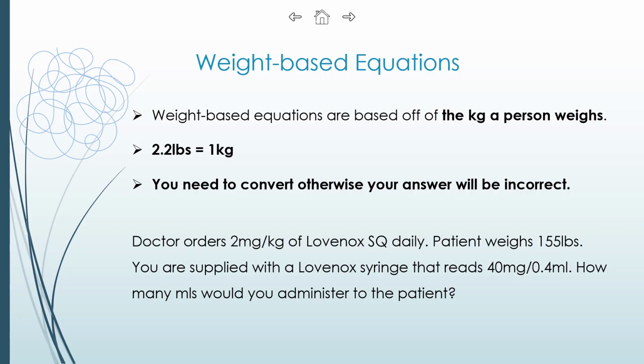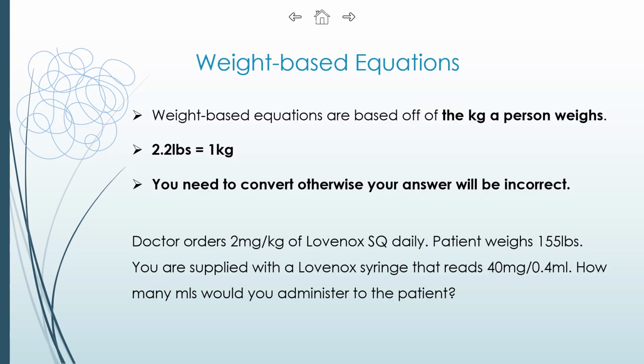Anytime you have weight-based equations, they are based off of the kilograms a person weighs. So if you see something in pounds, you need to convert it right away. 2.2 pounds equals 1 kilogram. So whatever you have in pounds, you're going to divide that by 2.2 to get your kilograms. If you do not convert, your answer will be incorrect.